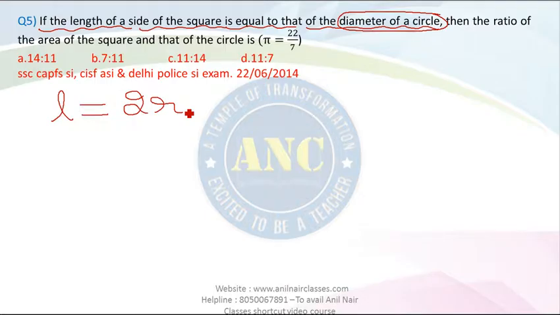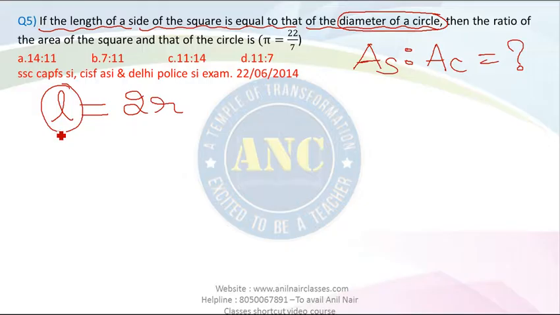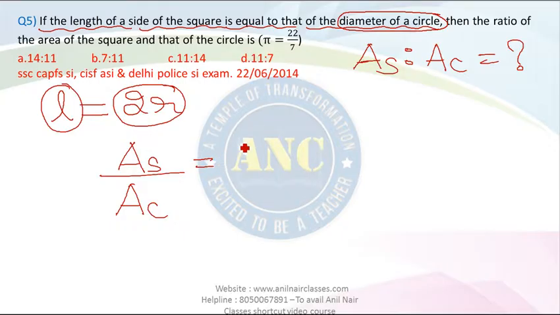Then find the ratio of the area of the square to that of the area of the circle. The area of the square to the area of the circle ratio is what I need to find. Now see here, this L is nothing but the length of the square. This 2r is nothing but the diameter of the circle, and r is nothing but the radius of the circle. Now they are asking you to find the area of the square divided by the area of the circle. The area of the square is nothing but length square. It is L square. The area of the circle is nothing but pi r square. R is nothing but the radius of the circle. In this particular example, I have taken it as r itself.